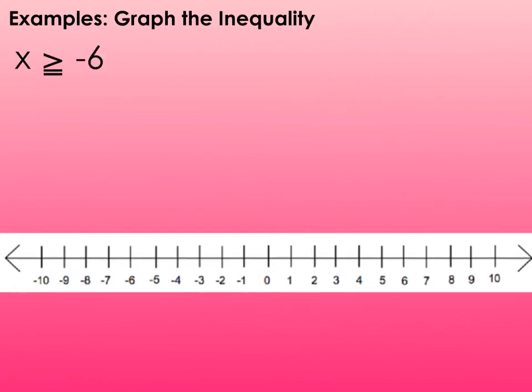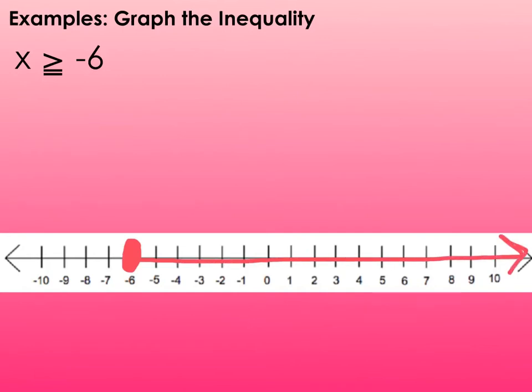Now let's try some greater than or equal to or less than or equal to. Remember that equal means included, so I want to make sure that that dot gets shaded. I know that x is greater than or equal to -6, so I'll go to -6 and I'll shade in that dot. Then I want everything that is greater than or equal to, so all of the larger numbers should be shaded.